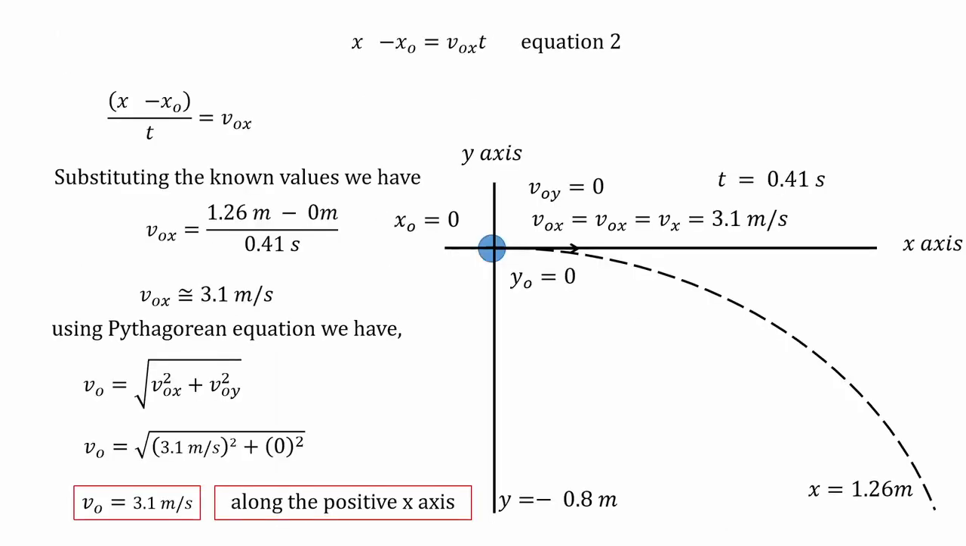We then substitute the known values after rewriting equation 2. We see that the initial x component is about 3 meters per second. Using the Pythagorean theorem, we see that the initial velocity is about 3.1 meter per second also. This is due to the fact that the projectile is launched with only an x component. So the initial velocity is given as 3.1 meter per second along the positive x-axis.